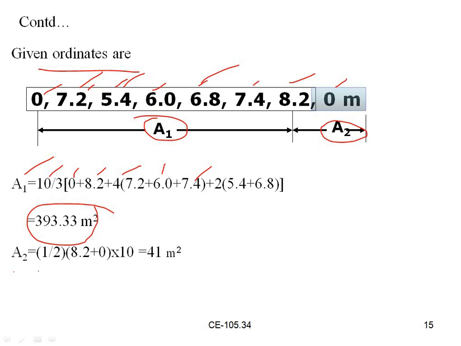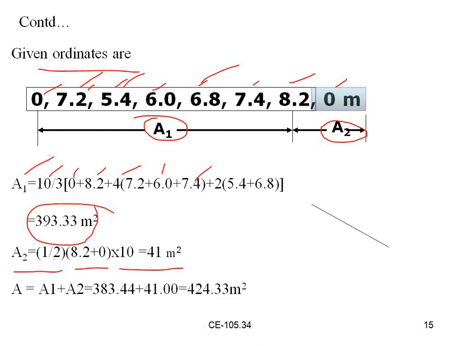And area 2, A2 is equal to 1 by 2 into 8.2 plus 0 into 10, is equal to 41 meters square. So here only 1 is there, that is 8.2 plus 0. And A is equal to A1 plus A2, is equal to 383 plus 44 plus 41, is equal to 424.33 meters square.